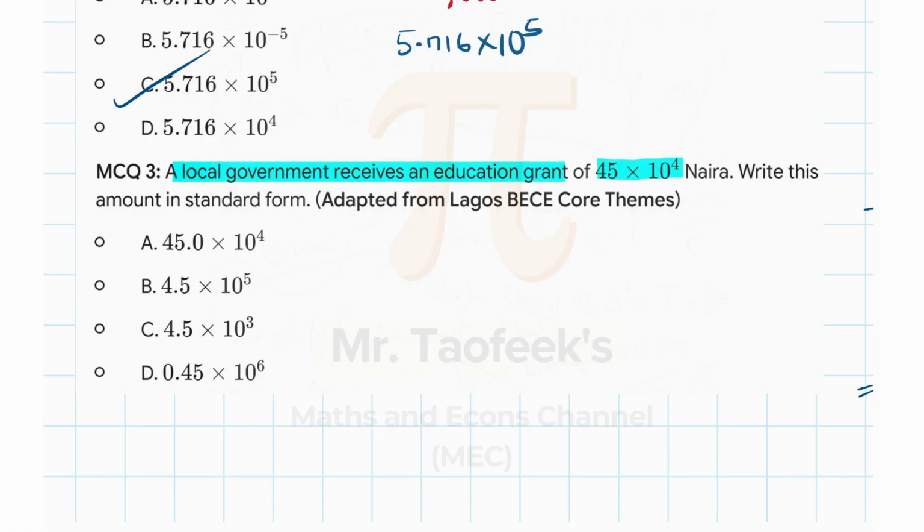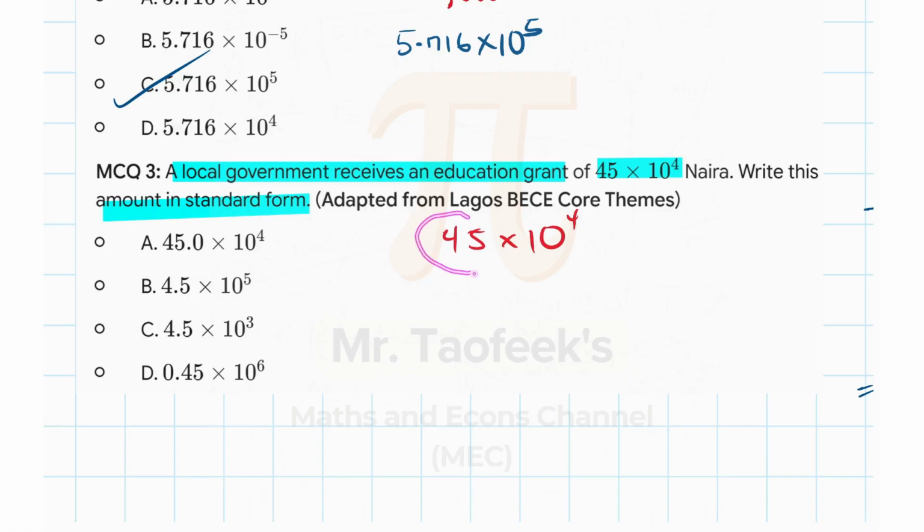45 times 10 to the power of 4 naira. Write this amount in standard form. Wow, beautiful question. I really love this question. So we have 45 times 10 to the power of 4. Some students are going to be confused, like, but wait, I'm already saying times 10 to the power of 4. Isn't this in standard form already? Well, no, it's not. Why?